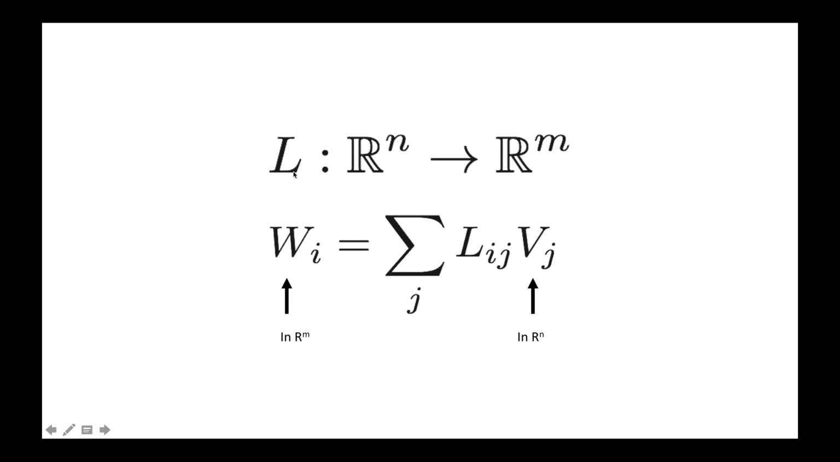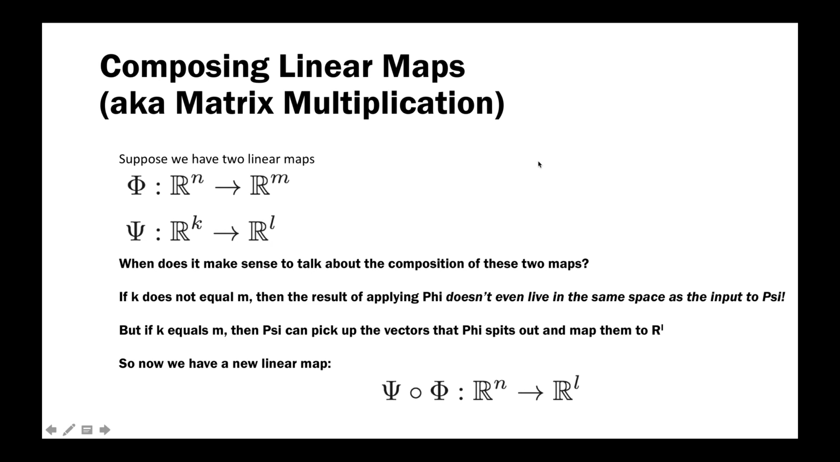So the way to interpret this, we have a linear map, L, mapping Rn to Rm. So V here has n components, it lives in Rn. W here has m components, it lives in Rm. Okay, so what about matrix multiplication, where we multiply two matrices together?